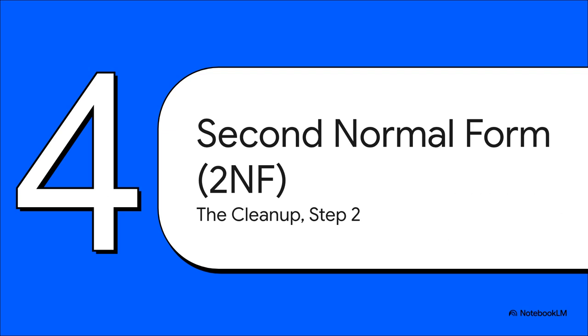All right, with our data now atomic and every row uniquely identified, we've passed the first test. So it's time to move on to the next level of organization, second normal form. This is where we tackle a more subtle kind of redundancy.